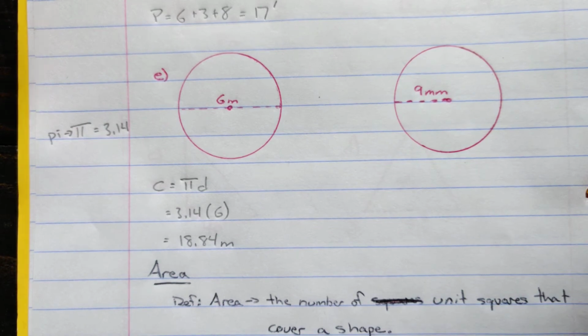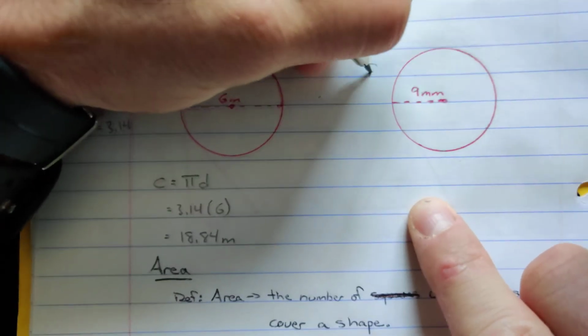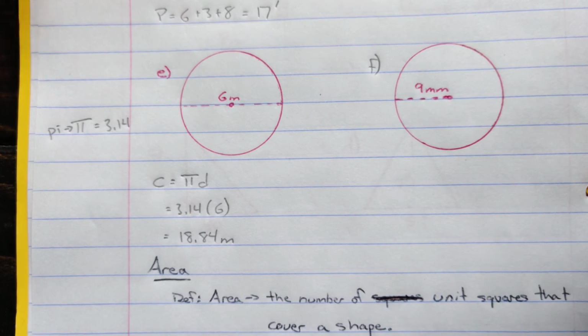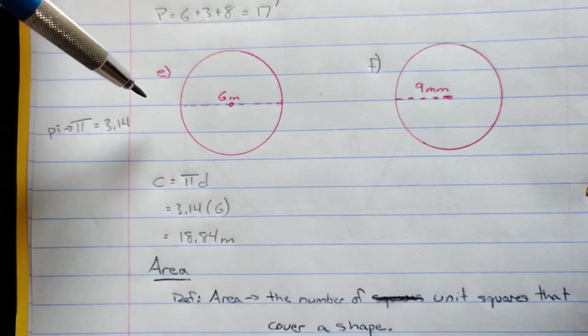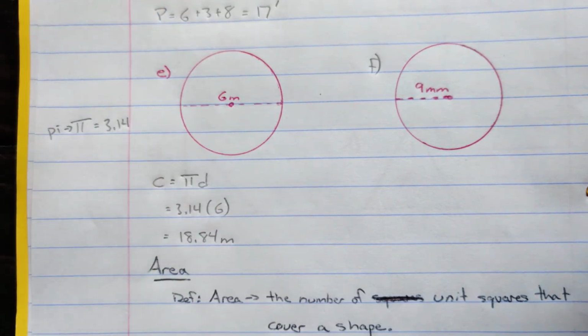Now, in the next case, this should be labeled as F as well. We don't have a diameter. We only have the radius. The diameter is the longest distance across a circle. So if touching 2 points on a circle, it's the longest distance, going through the center. A radius is the distance from the center to any point on the outside of a circle. And so in this case, it's half of the diameter.